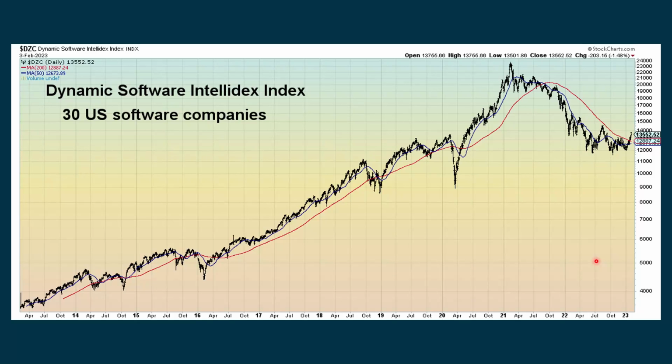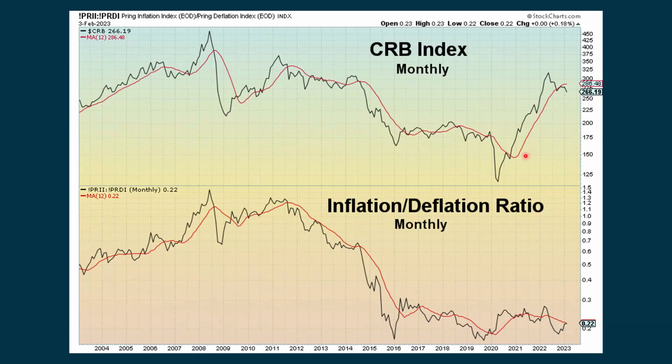Some other markets that we keep track of are the dynamic software companies. These are the 30 biggest U.S. software companies. They're showing a lot of improvement as of late, but we're not there yet to get a golden cross. The CRB monthly, which is still going up but seeing some recent weakness, is on the top, where here we have an inflation by deflation ratio on a monthly chart, showing how inflation has been picking up lately, but we're still below this moving average.